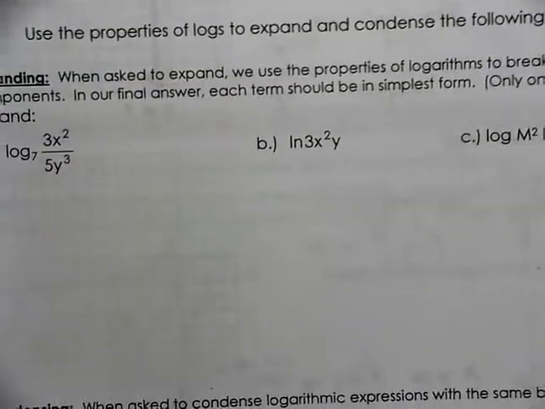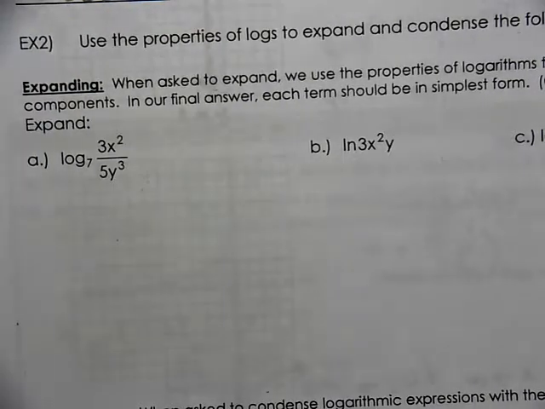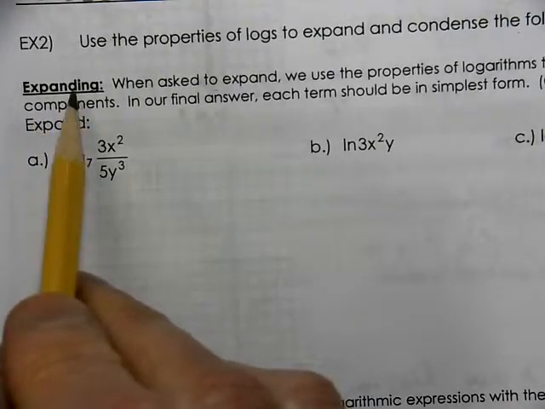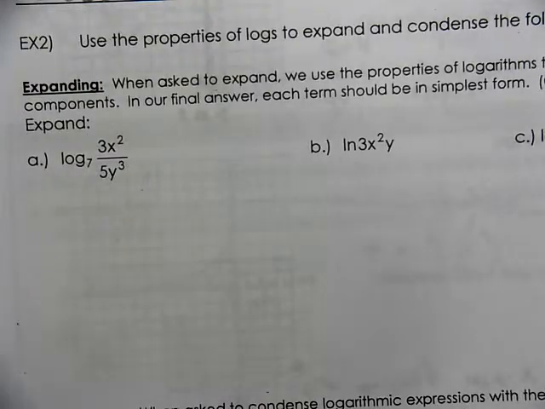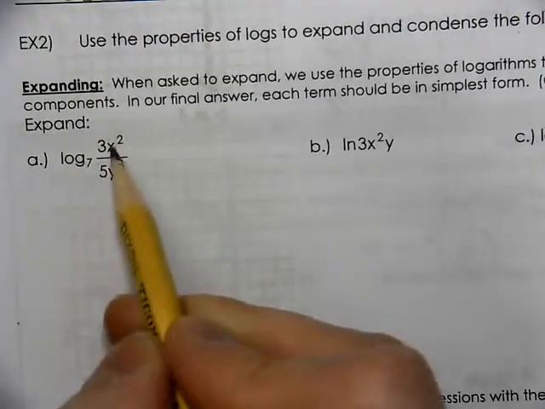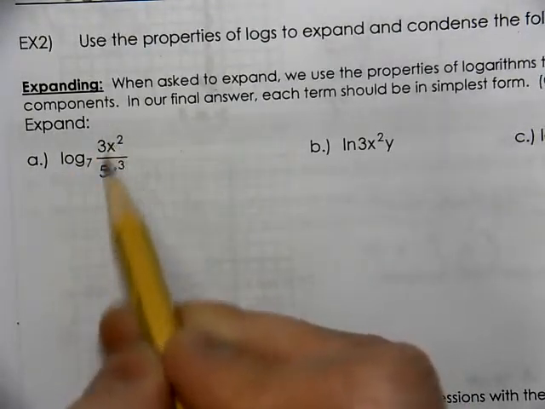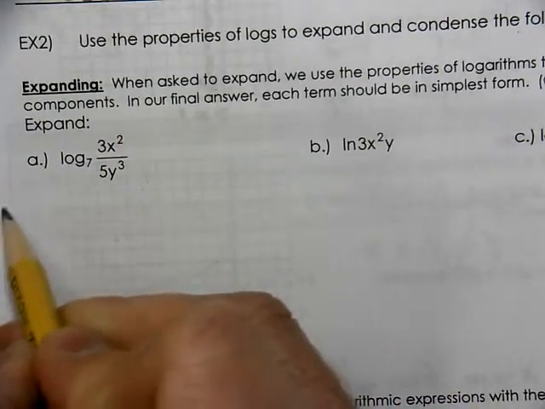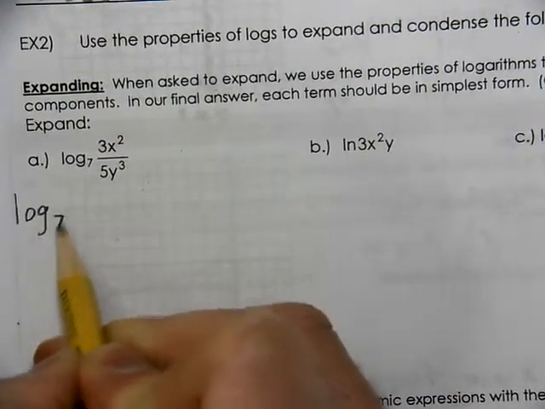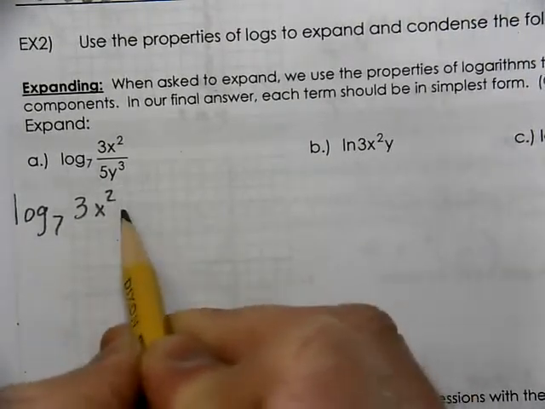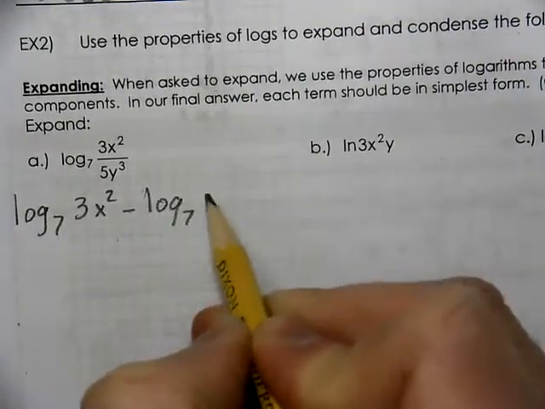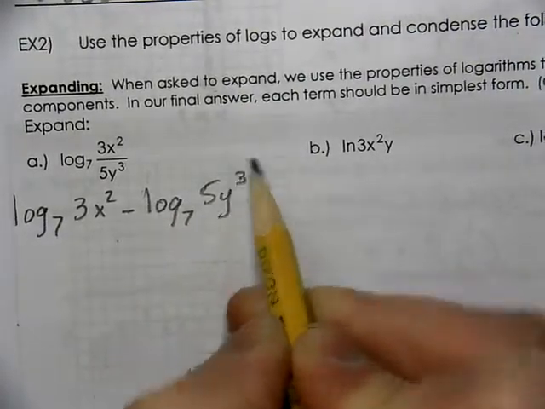Now we're going to use those same properties, and we're going to condense and expand different problems. Here it's called expanding. When you have a single logarithm and you're going to break it into multiple logarithms, that's called expanding. So the first thing, what's the big item that's here? It looks like a quotient or a division problem, a fraction. So we're going to break that apart and say log base 7 of 3x squared minus log base 7 of 5y cubed.